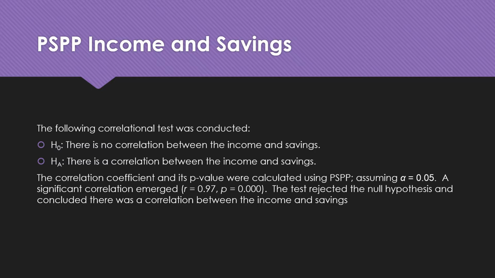The R, or the correlation coefficient, is 0.97 with a p of 0.00, and since the p-value is indeed less than the alpha, which is 0.05, the test rejected the null hypothesis and concluded there was a correlation between income and savings. And as can be seen, there is a strong positive correlation between income and savings.